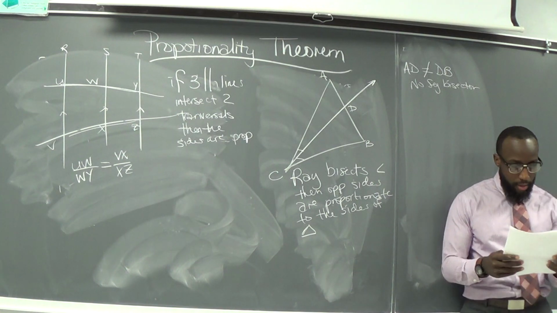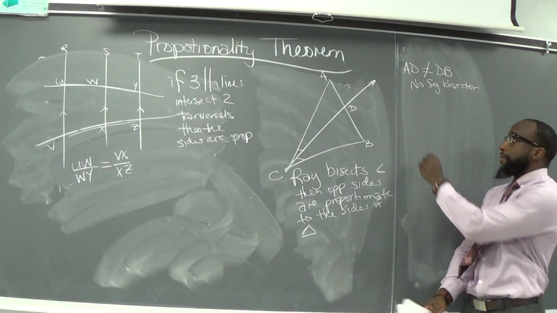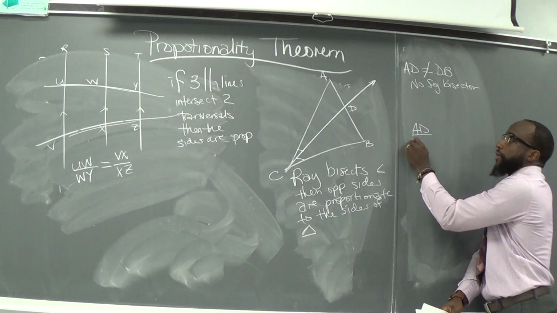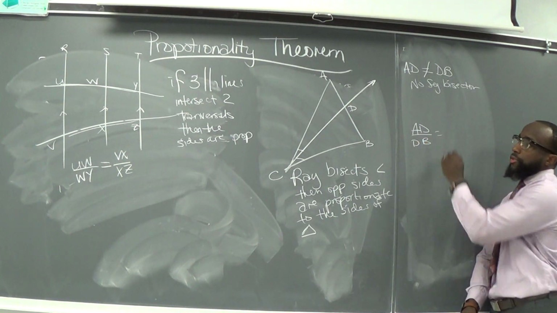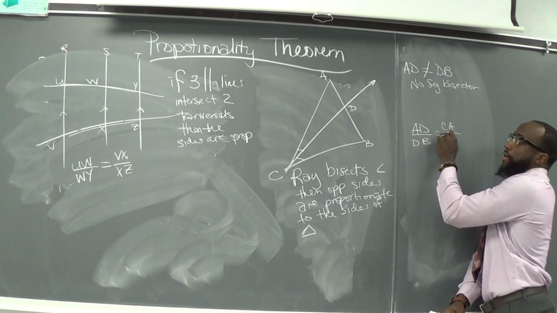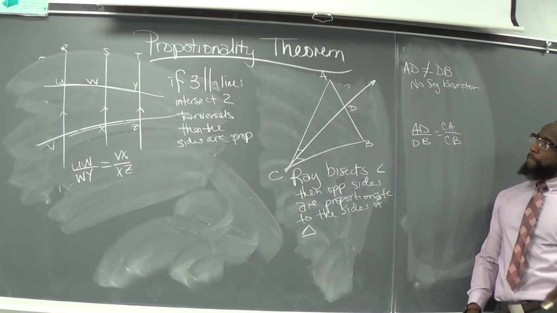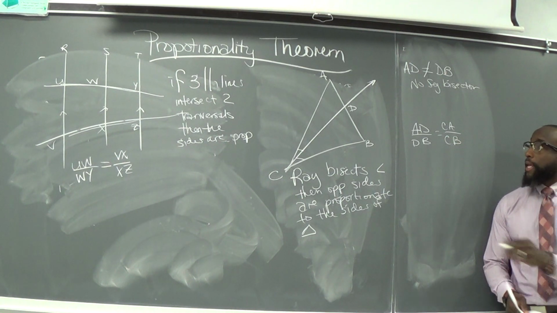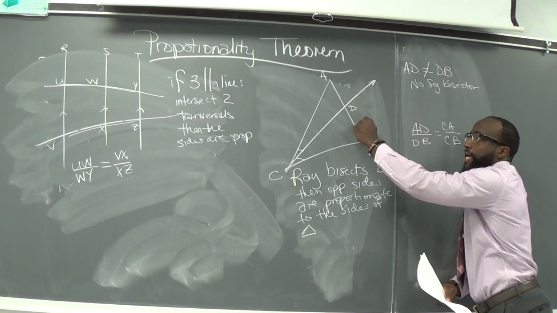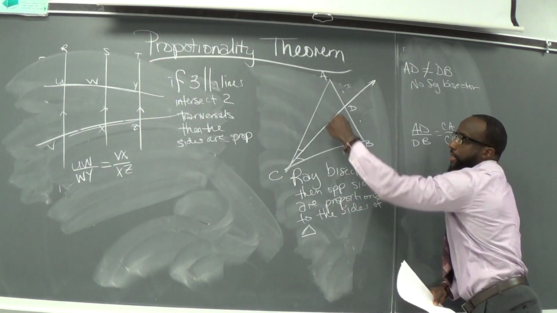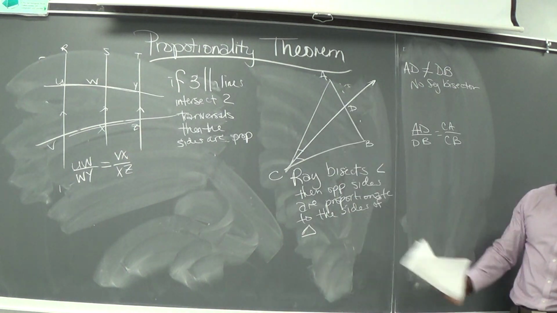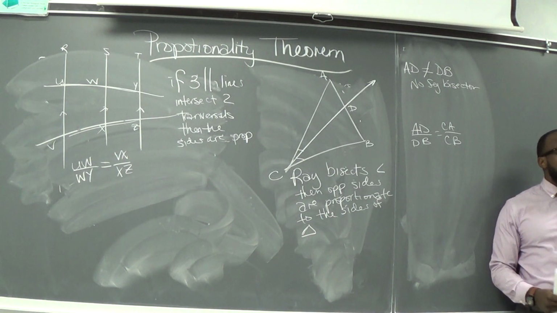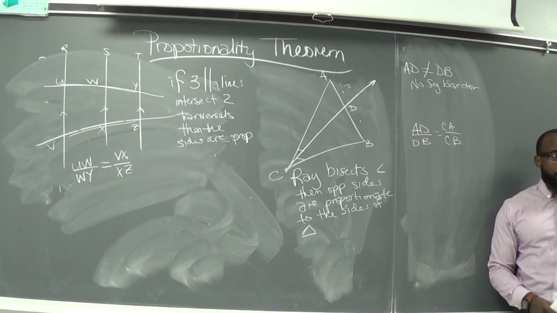So what we're saying though is that AD over DB equals CA over CB. That's what's going on right here. Let's do an example of this one.